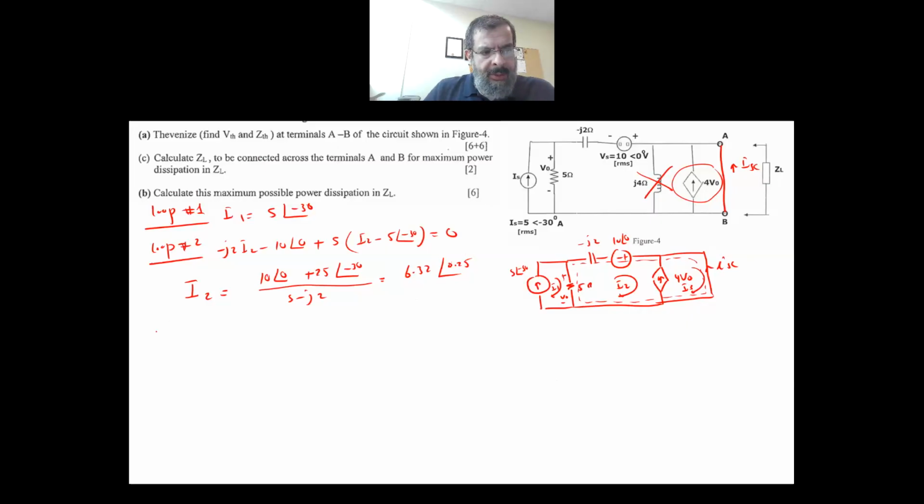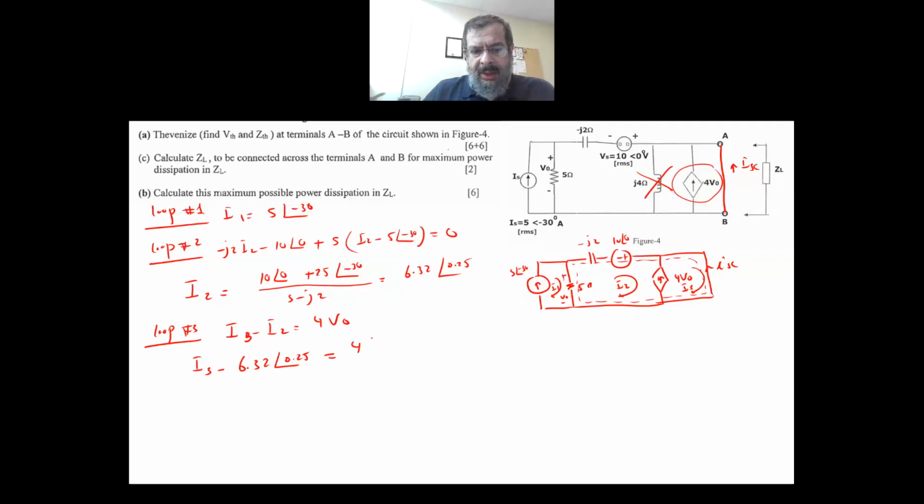Now I3, from loop number 3, I3 minus I2 is equal to 4V0. I3 is in the same direction as the 4V0 current source. So the current in this branch is I3 minus I2, equal to 4V0. So your I3 minus I2, we already have it, 6.32 angle of 0.25, equal to 4 times V0.